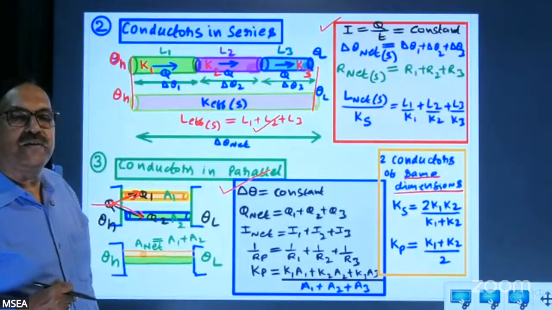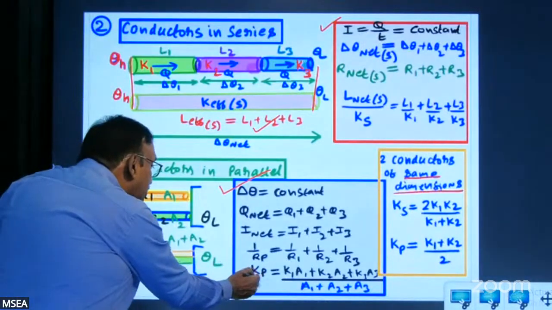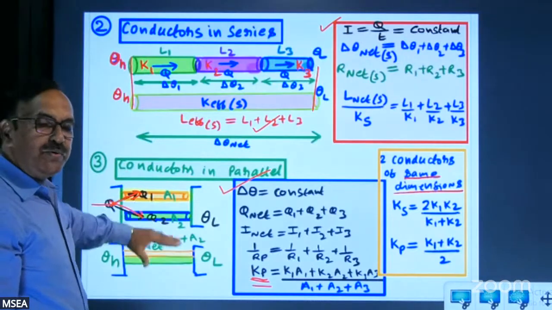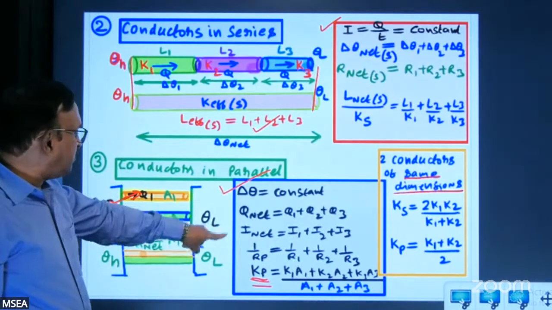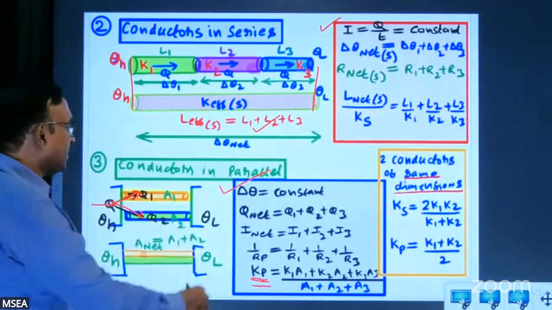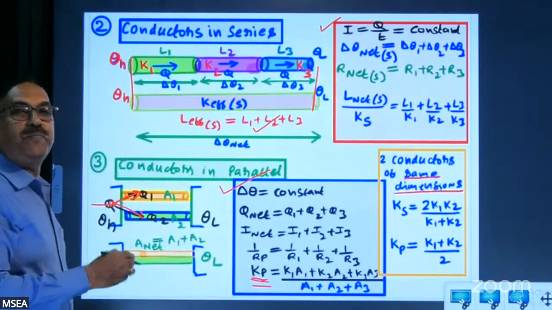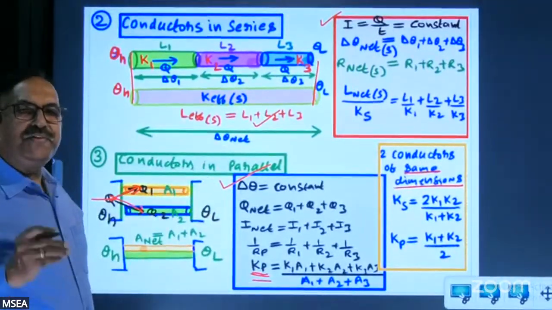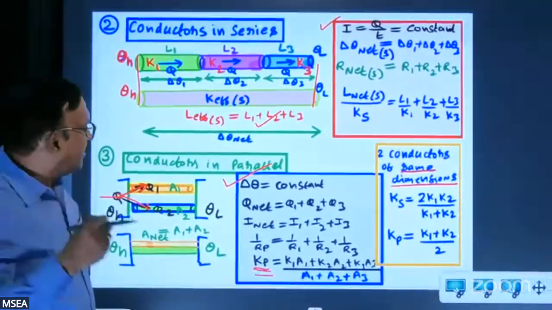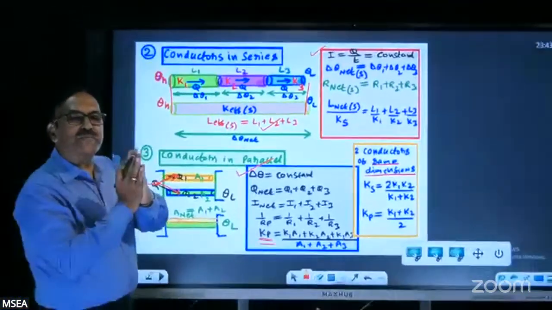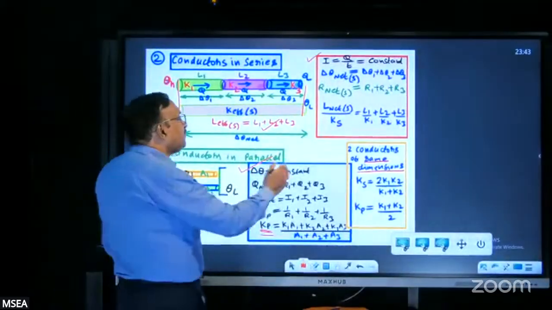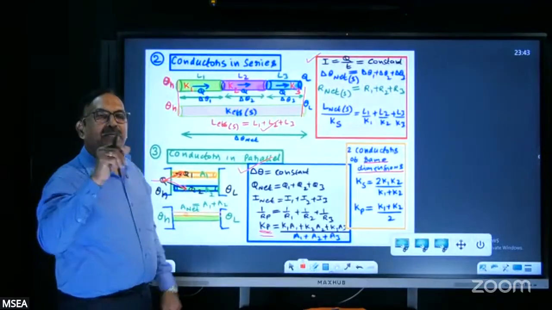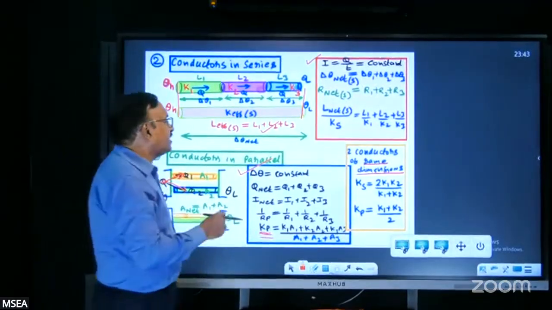Here the additional point we have to remember is the effective coefficient of thermal conductivity in parallel. When you replace all these conductors by an effective conductor, the effective coefficient of thermal conductivity in parallel, Kp, comes out to be K1A1 plus K2A2 plus K3A3 divided by A1 plus A2 plus A3. Generally, examiners are interested in a special case: 2 conductors of the same dimensions. That means length is the same, area is the same, but materials are different.